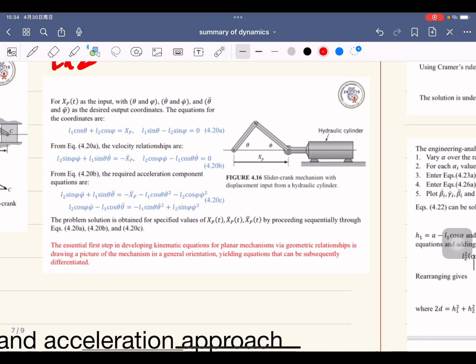Okay, and for s_p as the input, with theta and phi, theta dot and phi dot as the desired output coordinates, the equations for the vertical. Okay, it's another similar example. Sorry, I did not mention it just now. But let's see the same equations. It also uses the x and y components. And then with the first derivative, you can calculate the output you want.